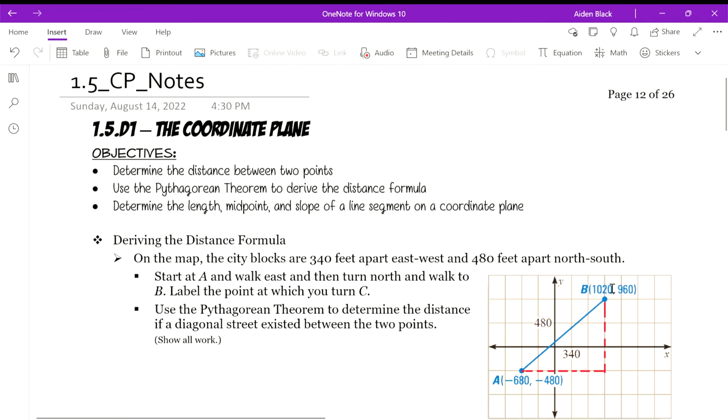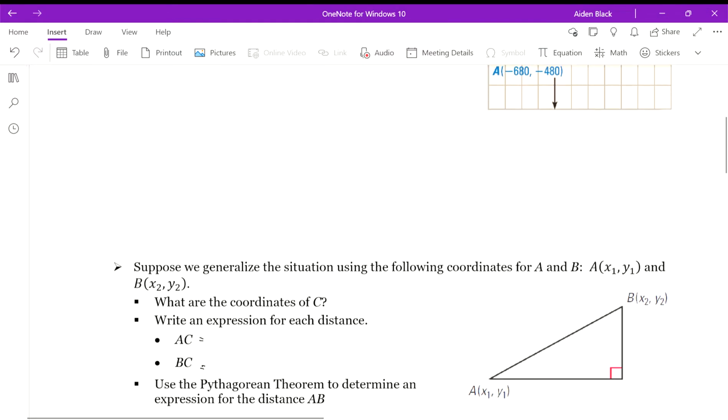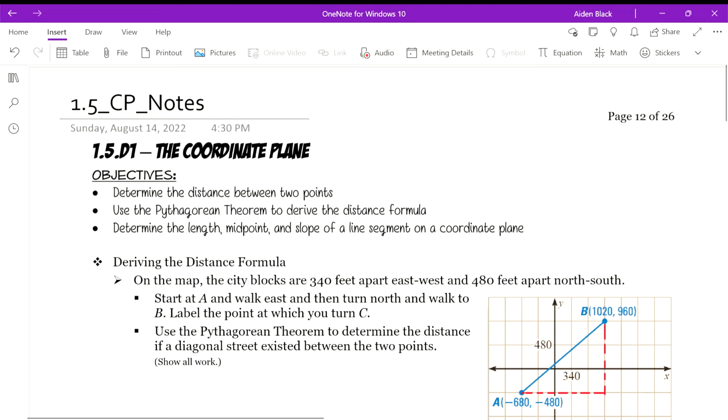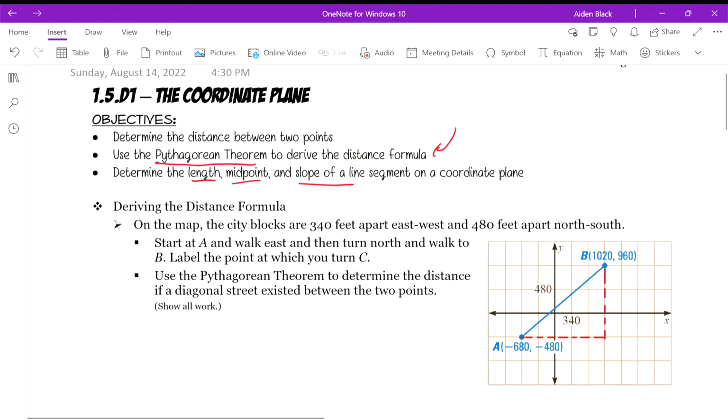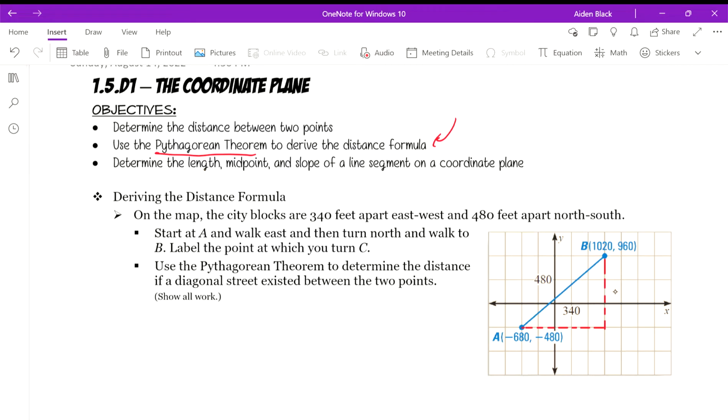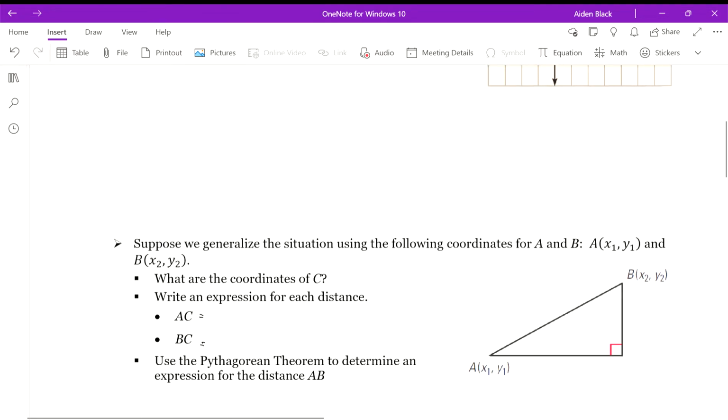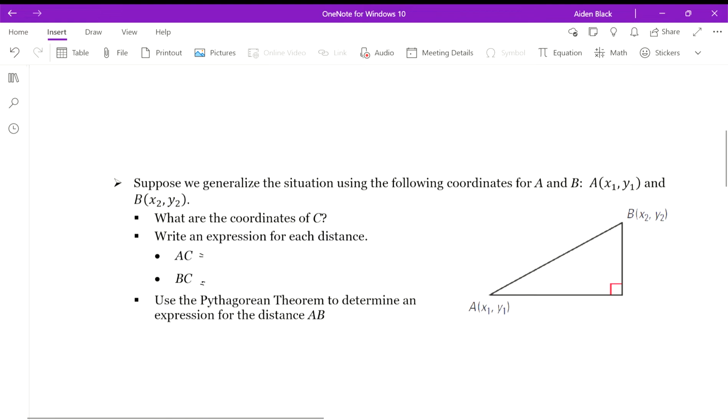So here I'm looking at 1.5, day 1 of the coordinate plane, where we derive the distance formula and we use Pythagorean's theorem to do so. Length is essentially just using the distance formula. Midpoint is a formula we'll go over, and slope of a line as well, line segment. So I'm going to skip through this and just kind of get straight to the point.